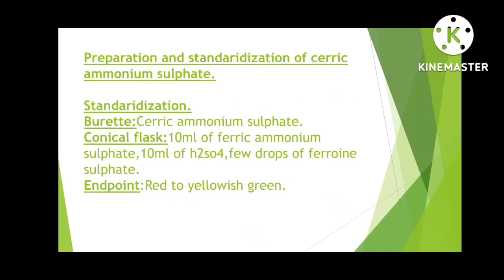Okay, they will ask you in the viva why we are not using an indicator in potassium permanganate. Because, sir, KMnO4 acts as a self indicator. You have to tell this one.